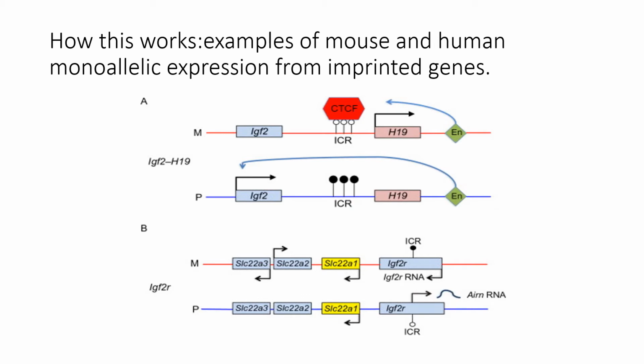Okay, so the converse situation is seen with another imprinted region, which encodes the insulin-like growth factor receptor, IGF-2R. In that case, the receptor is expressed from the maternal allele, not the paternal allele, and the paternal allele instead expresses a non-coding RNA, and that is basically dictated by the state of methylation of the promoter of the non-coding RNA.